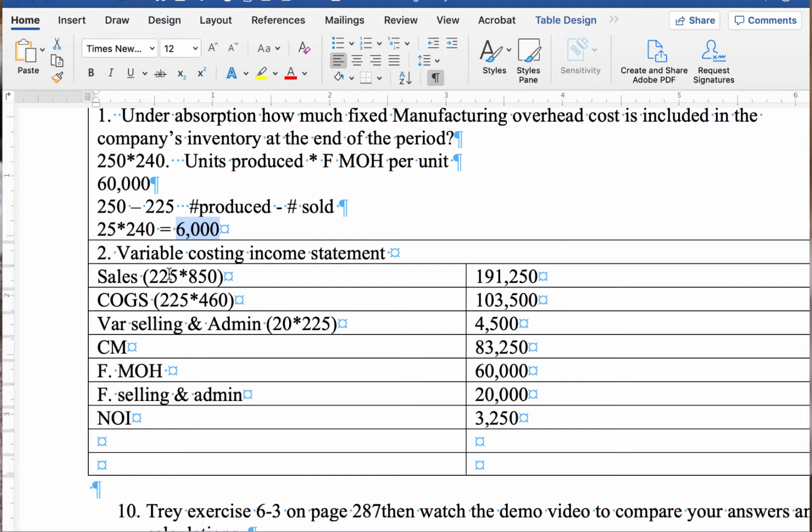Under the variable costing method, utilizing that contribution formatted income statement, I recognize all my fixed manufacturing overhead costs, regardless if I sell those units or not. Because it's variable costing, I have to recognize all fixed manufacturing overhead. And if you look, the difference between the 3,250 and the 9,250 is $6,000. That's the amount of fixed MOH that is sitting on the balance sheet under the absorption method. Okay.